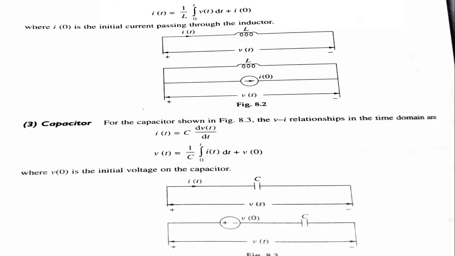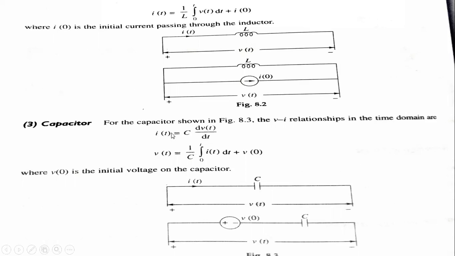Likewise, you can write the equation by observing the circuitry, whether you are writing for the voltage or for the current, which is very important. Similarly, for the capacitor, the relationship between V and I in the time domain can be written here. My capacitor is here, my I of t is flowing, and V of t is across it. So how can I write that equation? I equals C into dV by dt.